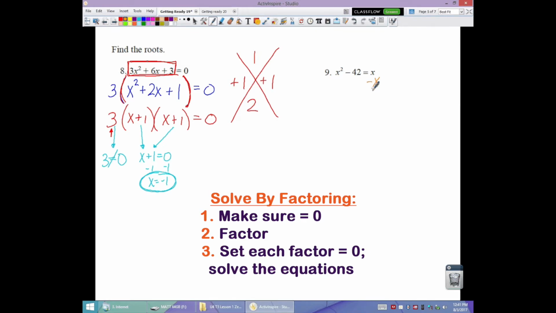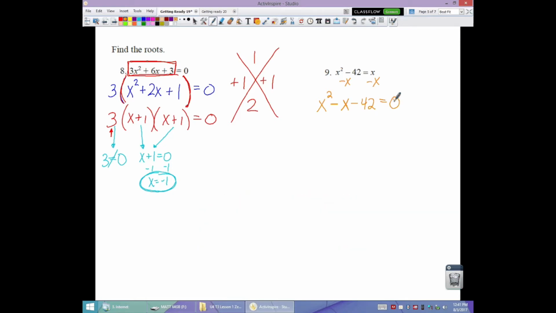All right, number 9, start by making it equal 0. So I need to subtract x on both sides. Now, notice there aren't any x to the first terms over here. I'm bringing a third term. I want to write this in standard form though, meaning in order from highest exponents to lowest. So x squared, I want the negative 1x in the middle and then minus 42 so that it's actually in standard form, because all those rules we have about factoring depend on the expression or the equation being in standard form.